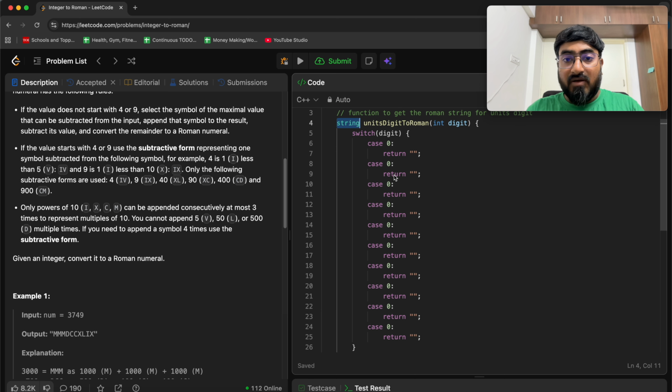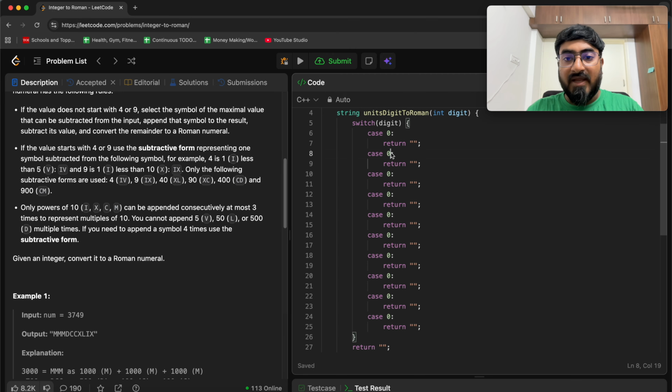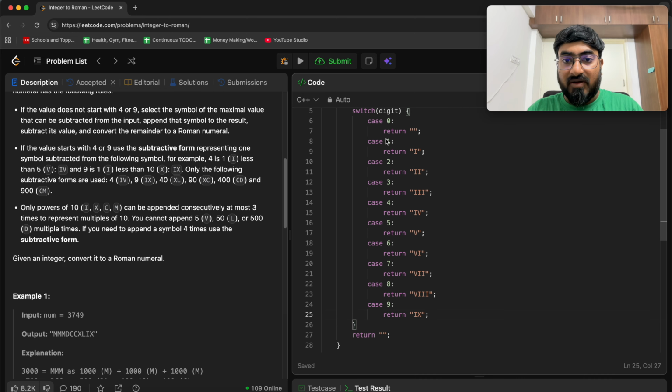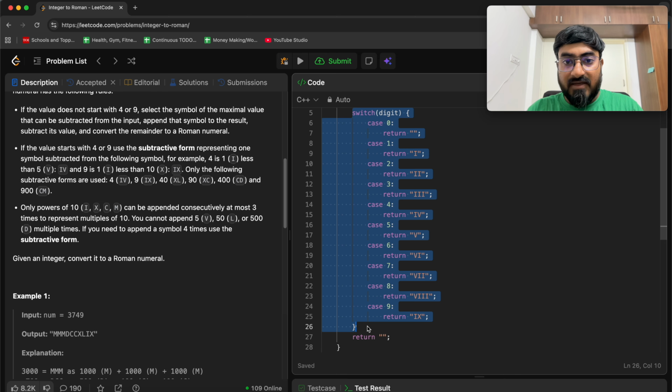All right, for units digit to Roman, 0 is blank, 1 is basically I, 2 is basically II, 3 is basically III, 4 is basically IV, 5 is V, 6 is VI, 7 is VII, 8 is VIII, and 9 is IX. Okay, all right, for each particular digit we return the corresponding string.